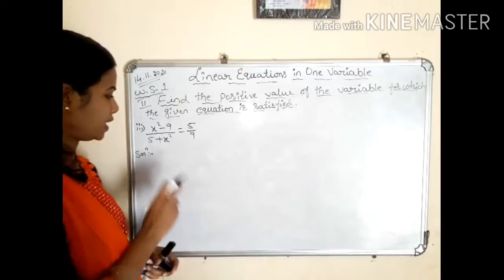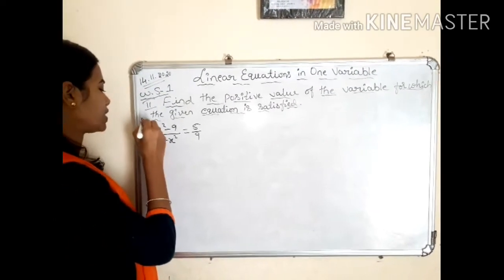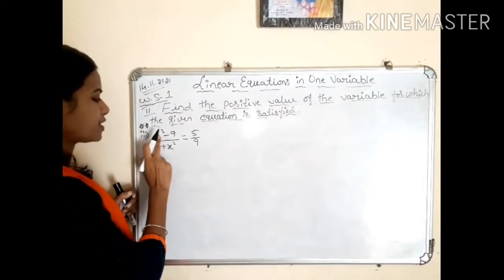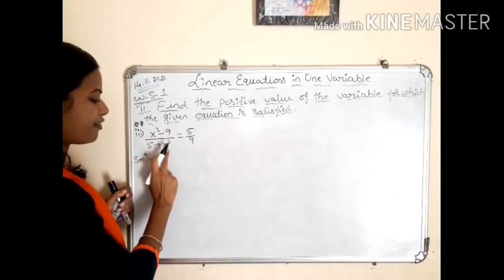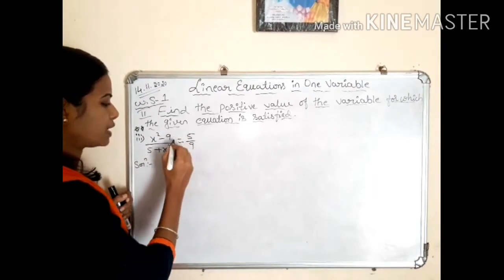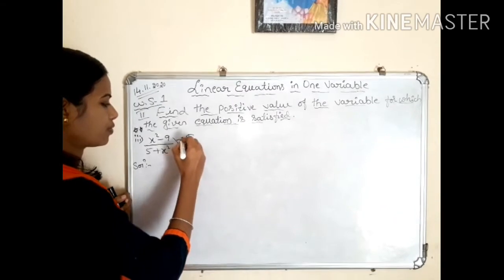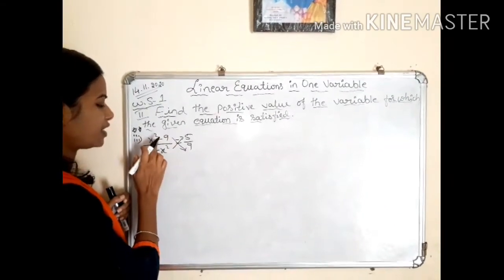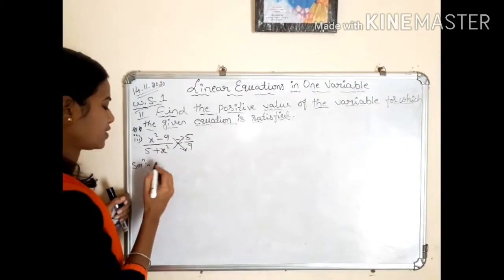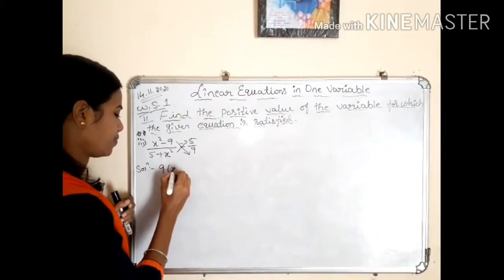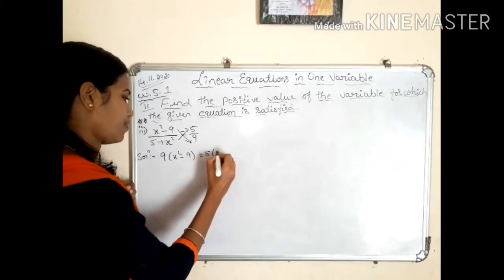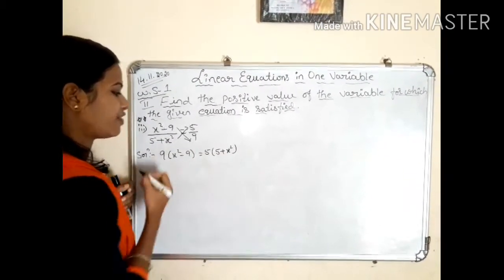Question number 3. This question is important, children. Put a star mark while solving in your classwork. Third question, (x² − 9)/(5 + x²) = 5/9. Go for cross multiplication. 9 multiplied with (x² − 9) is equal to 5 into (5 + x²). This is the first step.